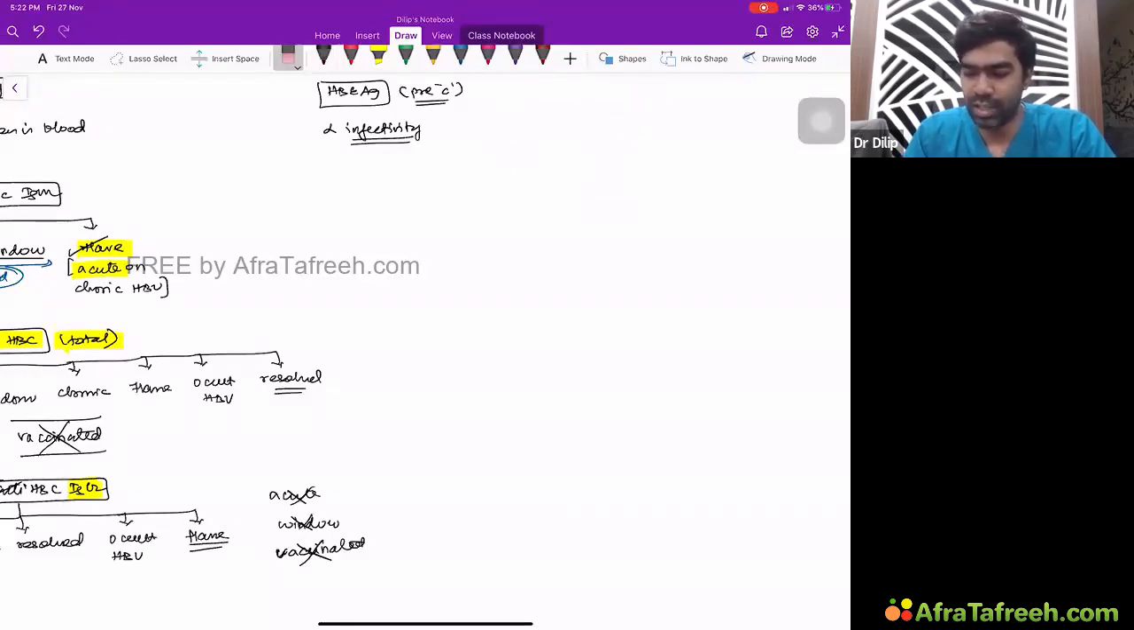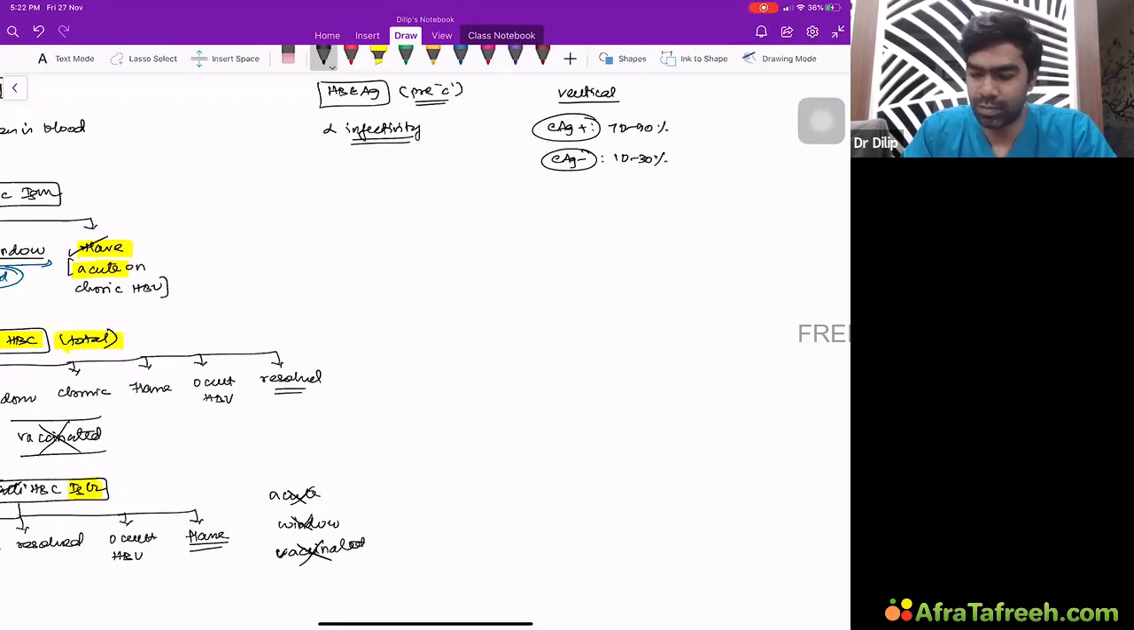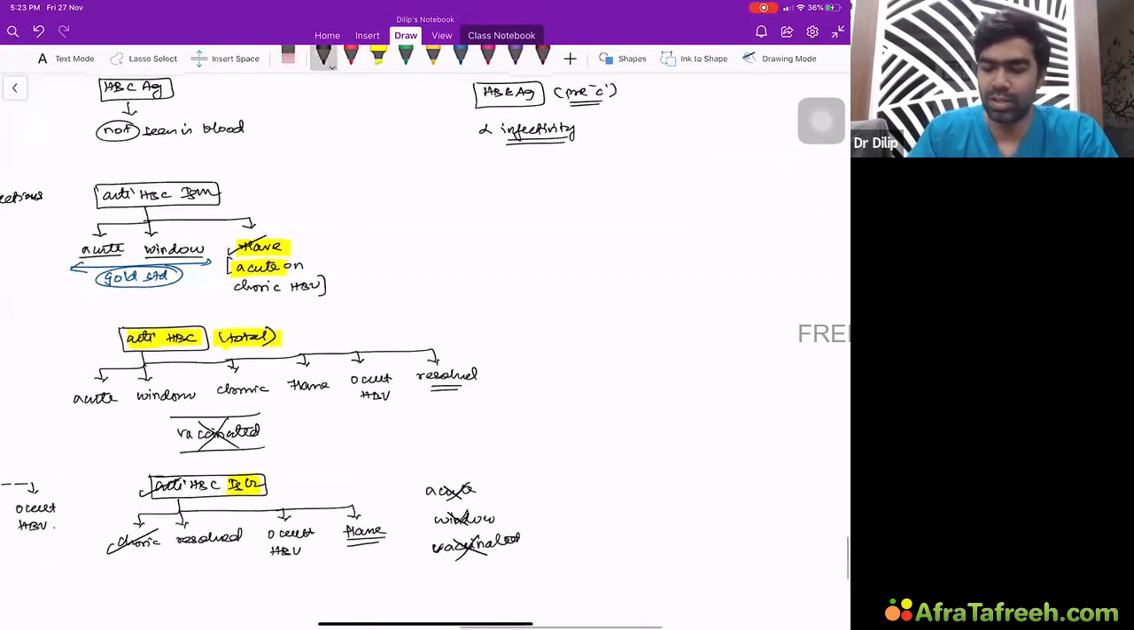Similarly, if you talk about vertical transmission, if e antigen is positive, the risk of vertical transmission will be approximately 70 to 90%. Suppose if e antigen is negative, the risk of vertical transmission becomes 10 to 30%, which means clearly you can see that there is a substantially high risk of vertical transmission if the e antigen is positive. So that is why e antigen is basically a marker of infectivity, which is very, very important. If e antigen is positive, there is more risk of transmission of the virus.